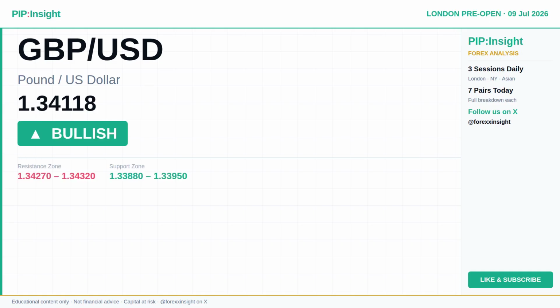Pound dollar. The chart is showing bullish structure on this session. The 4-hour trend is to the upside and the 1-hour is also pointing higher. Resistance is marked between 1.3427 and 1.3432. Support is marked between 1.3388 and 1.3395. Here is the full chart breakdown.